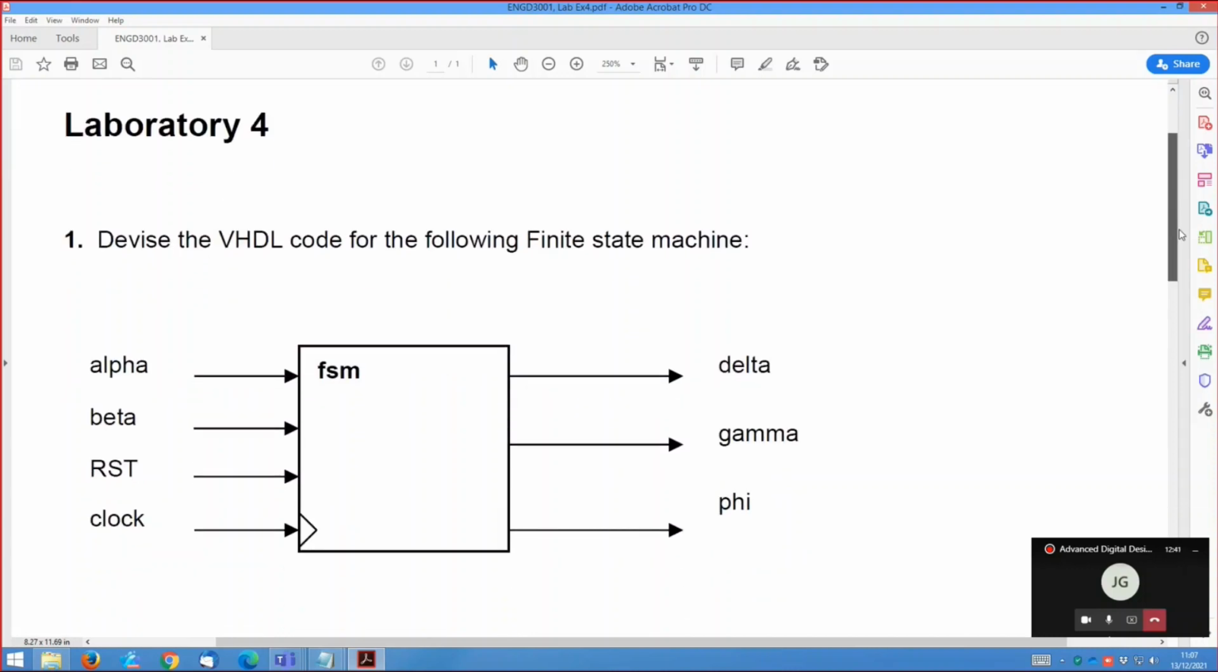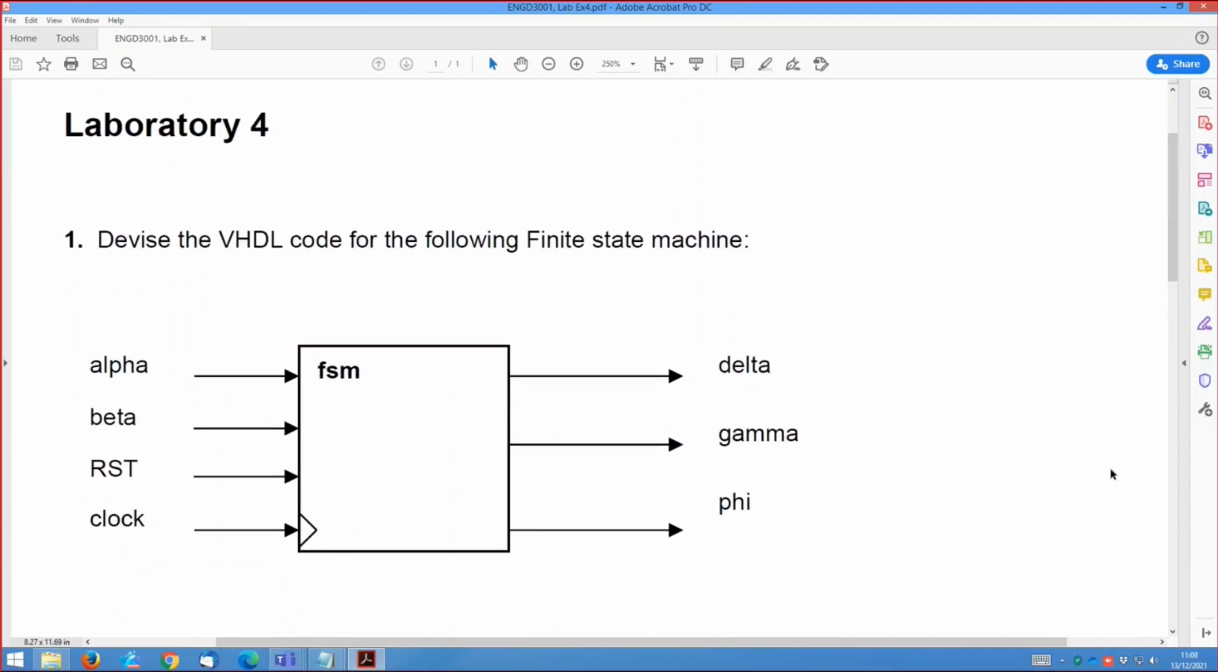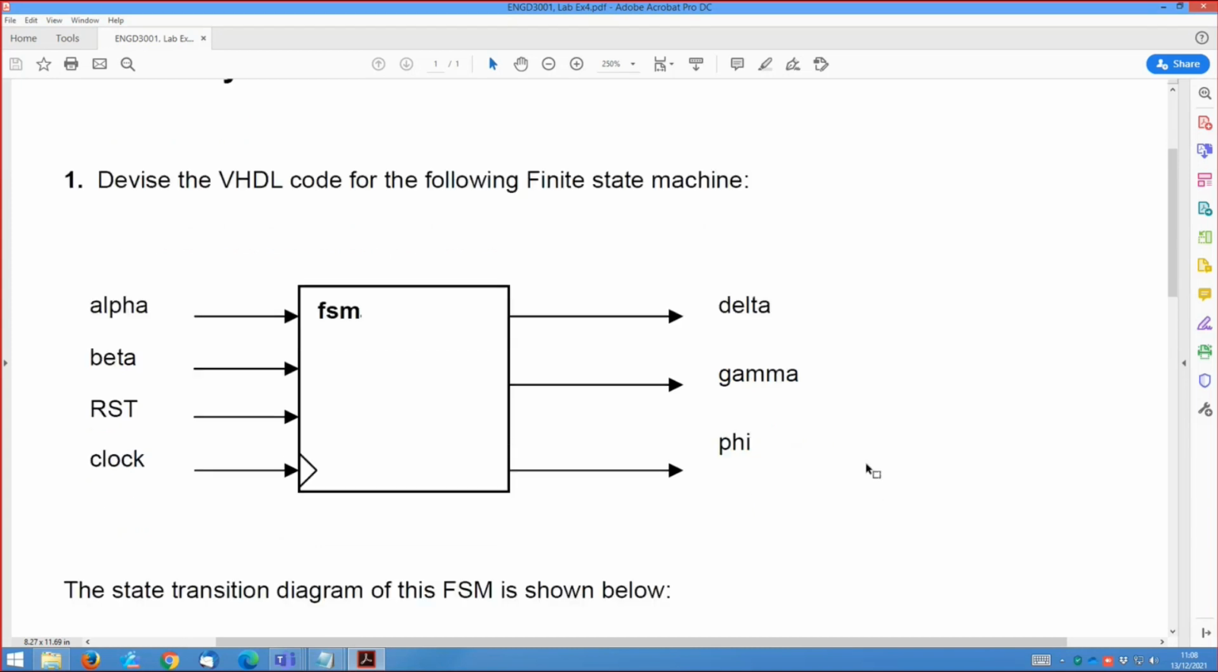Today's lab is lab number 4. This is a finite state machine. As we can see, the finite state machine has 4 inputs: alpha, beta, reset, and respectively clock, and 3 outputs: delta, gamma, and phi. They're all individual wires, as you can see, and therefore making the entity for this finite state machine called FSM would be a very easy thing to do.